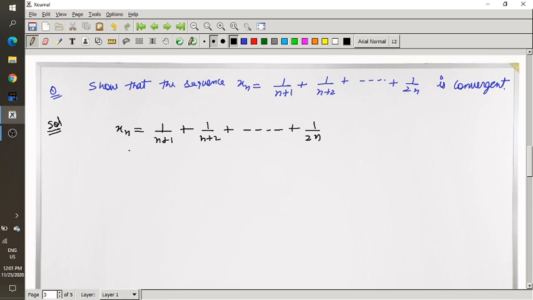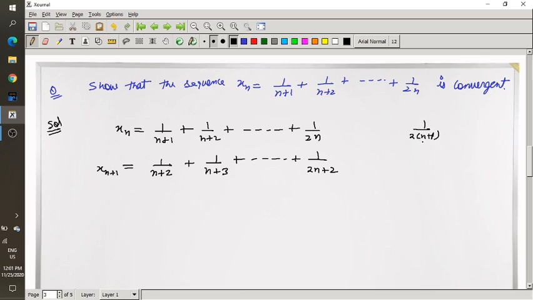Right? So this is the xn. So let us find xn plus 1. So simply I replace n by n plus 1. So I will get n plus 2, n plus 3, and so on. In the last we will add 2n plus 2, not 2n plus 1. I will put n plus 1 here in the bracket, replacing n by n plus 1.